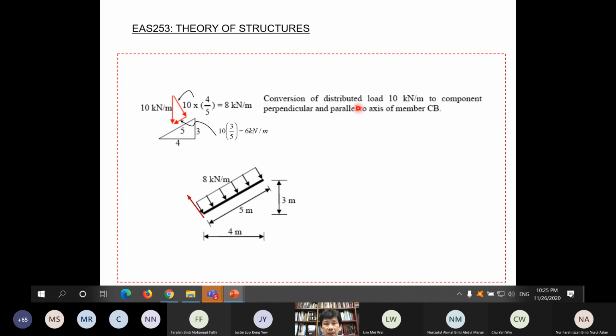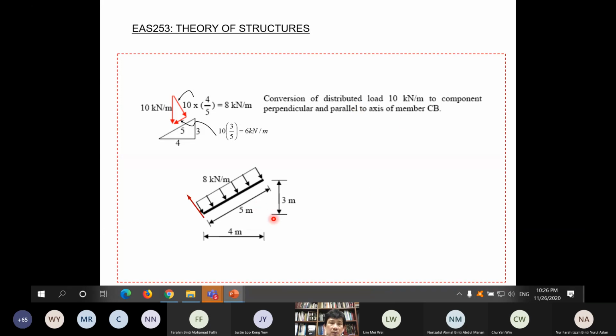We start with the first step. The first step here is when we want to deal with axial force, shear force, because they are defined perpendicular to the members. So we have to convert the distributed load first, which is acting vertically, to component which is perpendicular and parallel to the members. So this is what we do first.